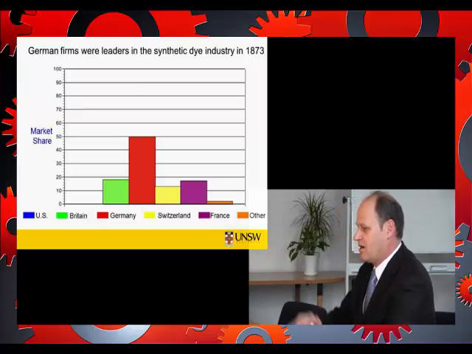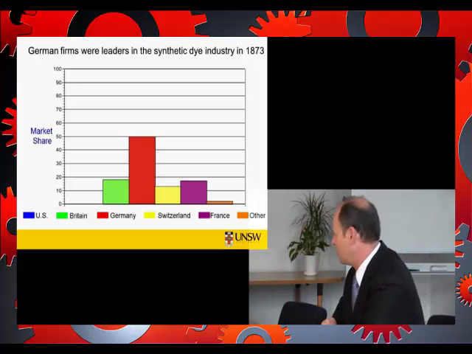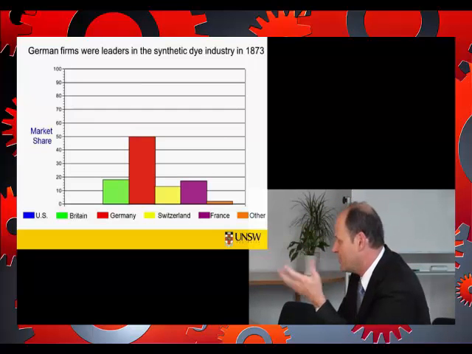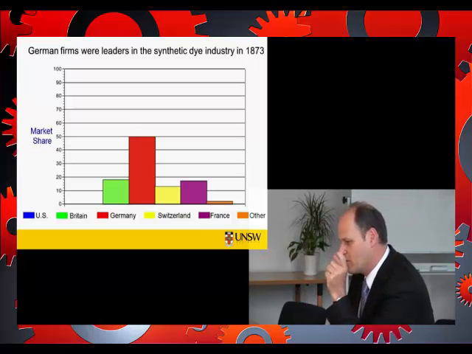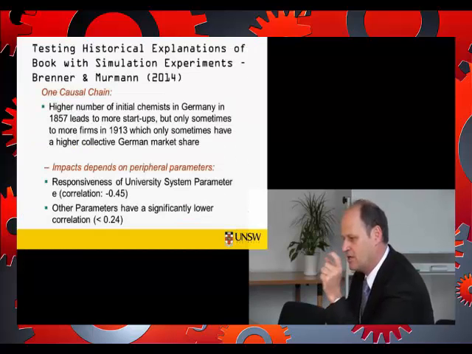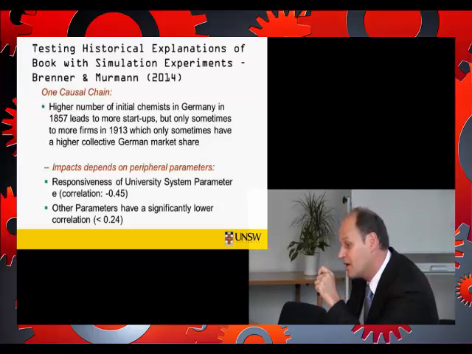And so recently, Thomas Brenner and I presented at the Schumpeter conference a simulation of the argument. You may have heard of the history-friendly simulations; it's somewhat related to this. I bring this up because I want to talk about simulation a bit later on. In the simulation, we could show that, yes, the higher number of initial chemists in Germany in 1857 leads to more startups, more firms, but only sometimes to more firms in 1913, which only sometimes have a higher collective German market share.